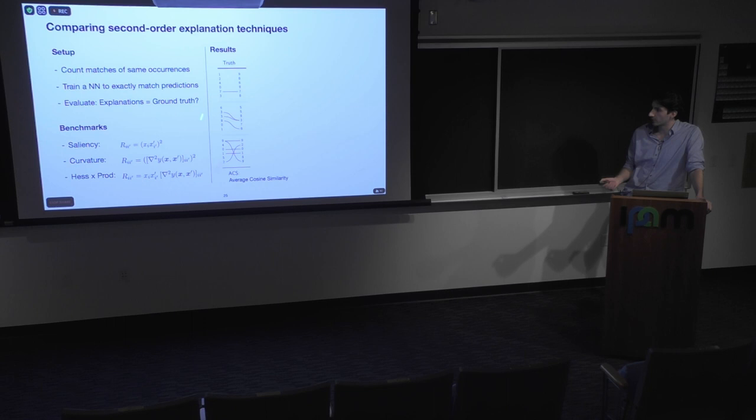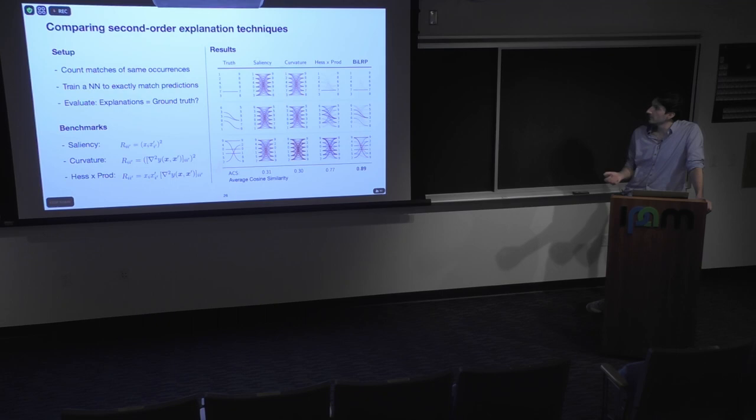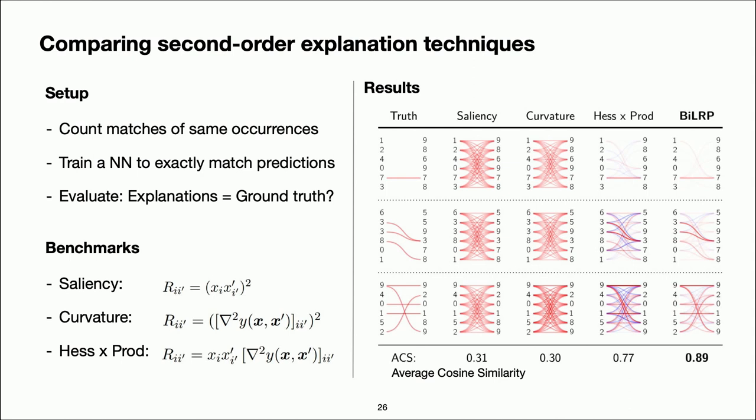Looking at saliency and curvature, we see that they are actually very unspecific in attending to the relevant features. They have a quite low average cosine similarity score and are not super useful for explaining what the model is doing. In comparison, Hessian times product already improves quite a lot, but you still have a lot of contradicting evidence and negative relevance attribution. But it goes in the right direction. And as I said, this is in fact due to the shattering of gradients and the problems that you have in deeper neural networks when you compute the gradients naively.